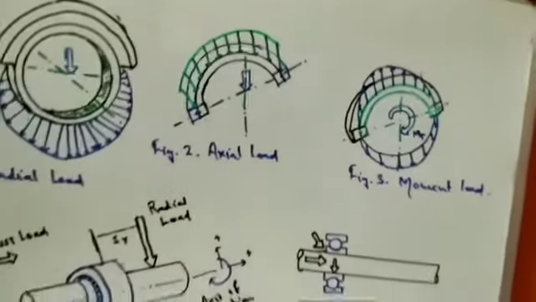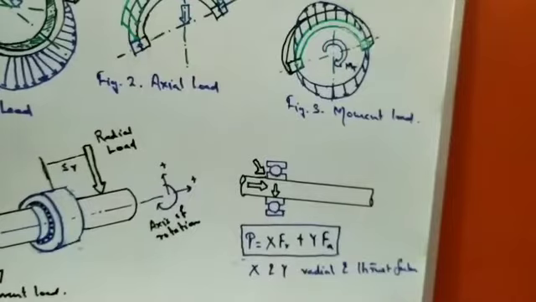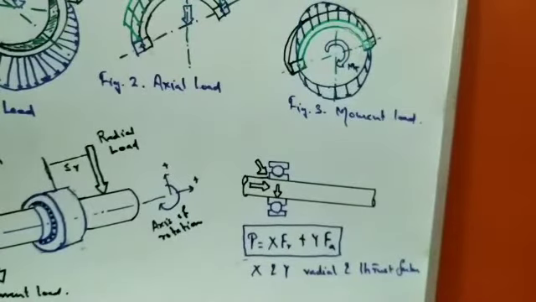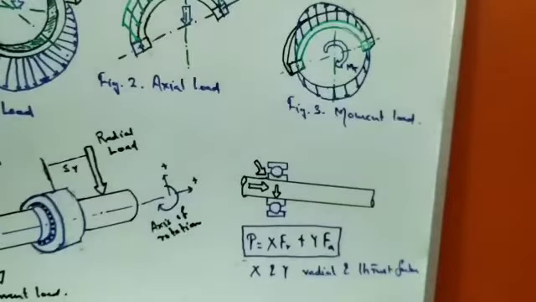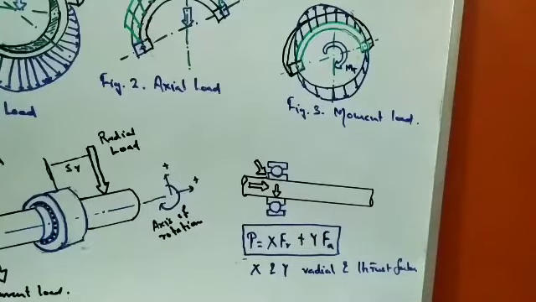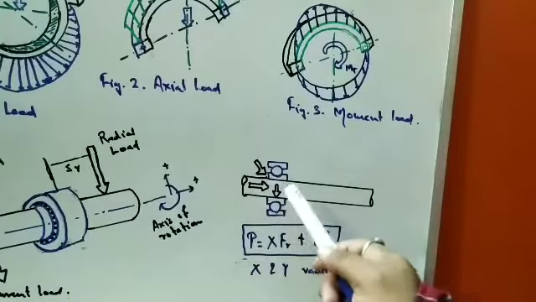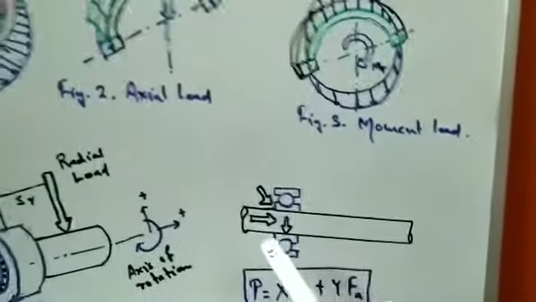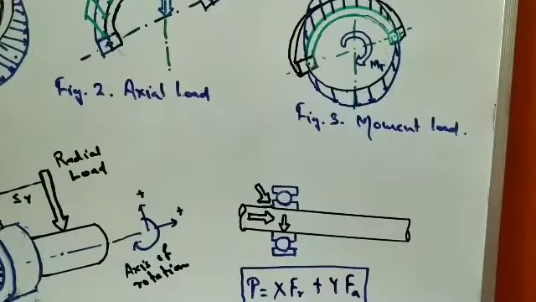Now basically we should come to the discussion of what is equivalent load. There are two types of loads. If we do not consider the moment load for the time being, then for a specific bearing, one load acting on the bearing is the radial load, and the other is the thrust load.